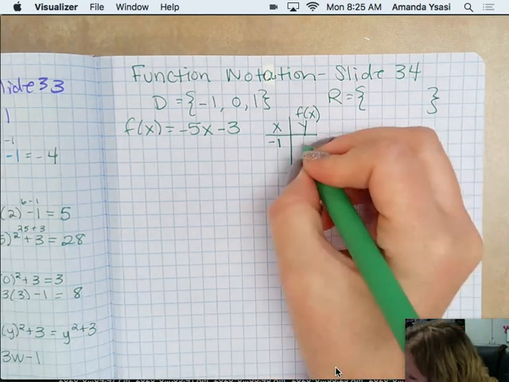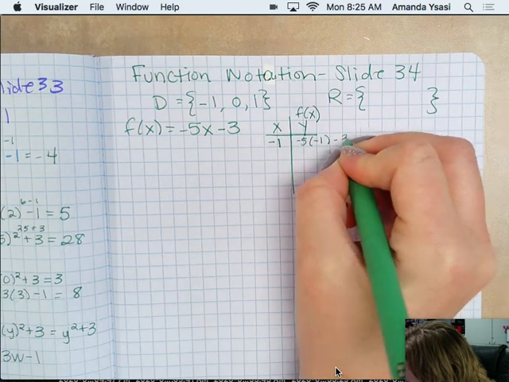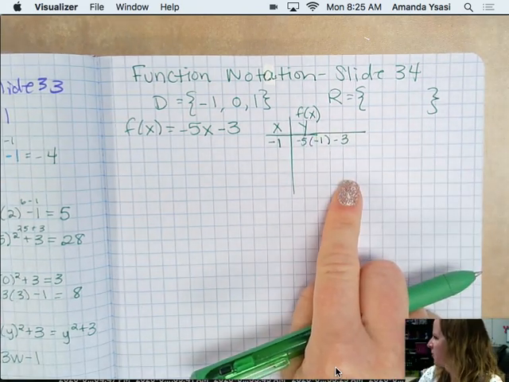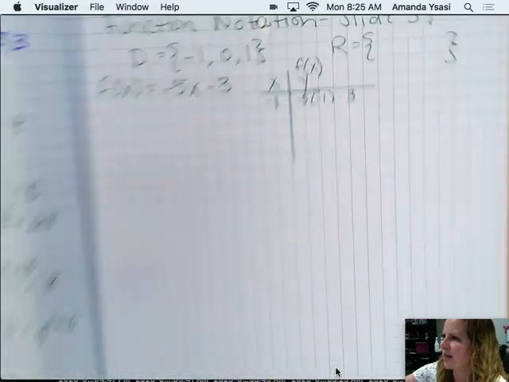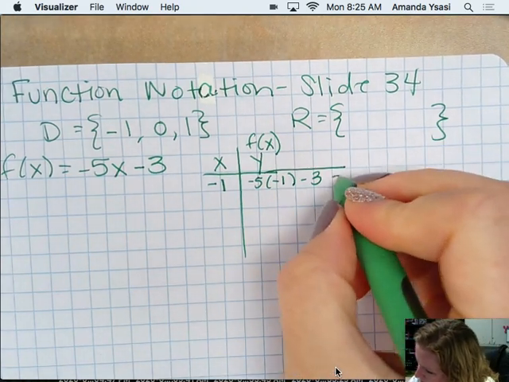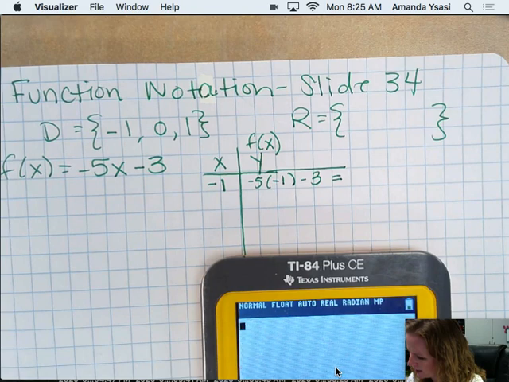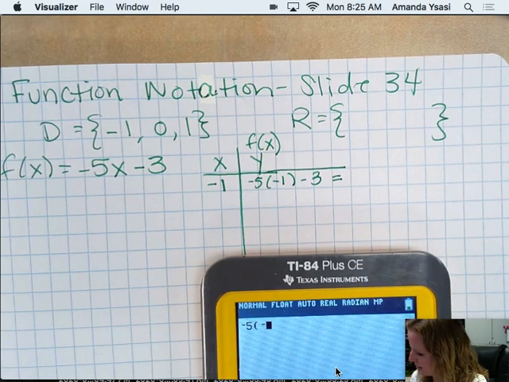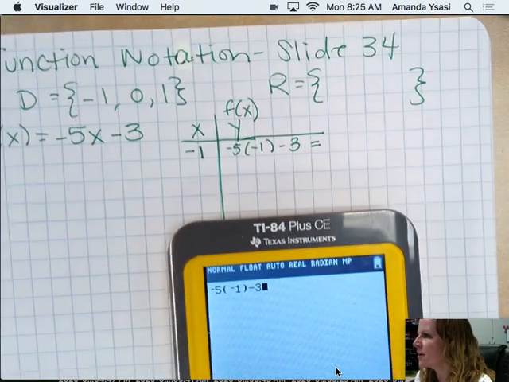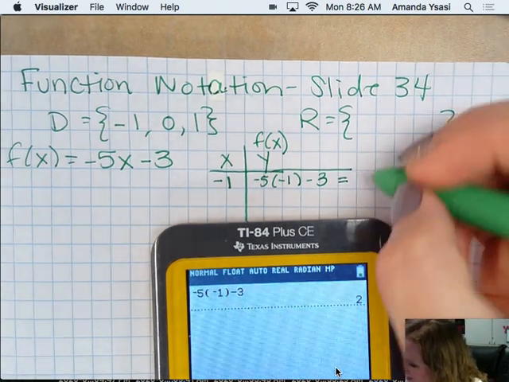So that means I'm going to plug in the -1. So -5 times -1 minus 3. This is how I'm going to organize my work in the table. And then we can use our calculator to do this. We can do it in our head, either way, whatever way you want to do it. As long as you write down what you're putting in your calculator, that is all the work I need to see. So that means that is 2.